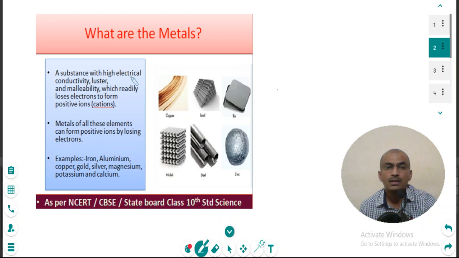A substance with high electrical conductivity. Metals have high electrical conductivity, luster, meaning they are shiny in nature, and malleability, and they readily lose electrons to form positive ions. So they are called cations. Metals lose electrons to form positive ions. Some examples are iron, aluminium, copper, gold, silver, magnesium, potassium, and calcium. These are some of the examples for metals.